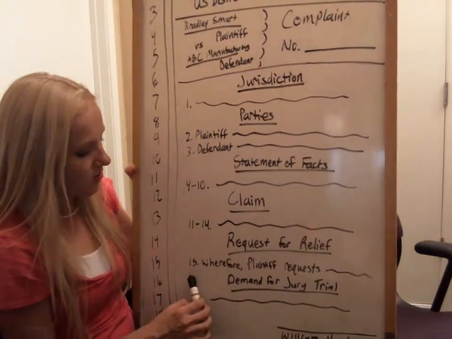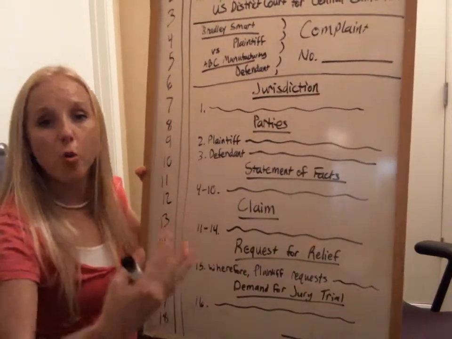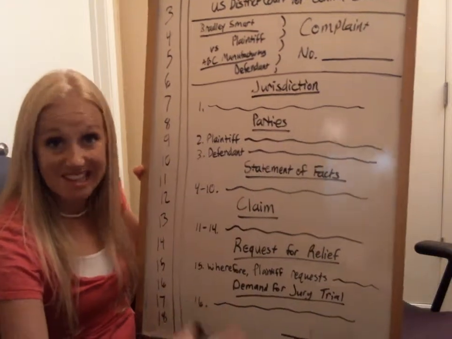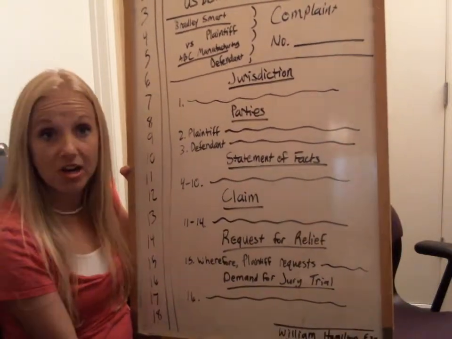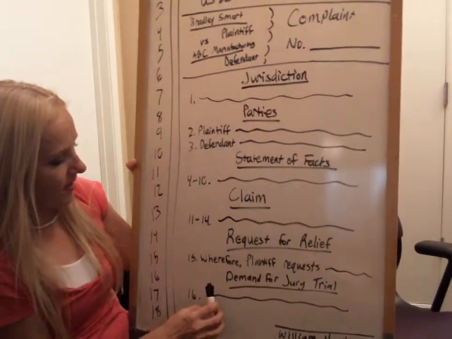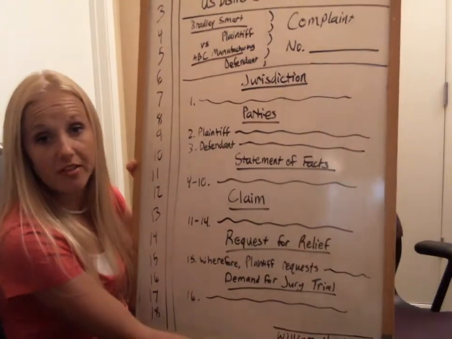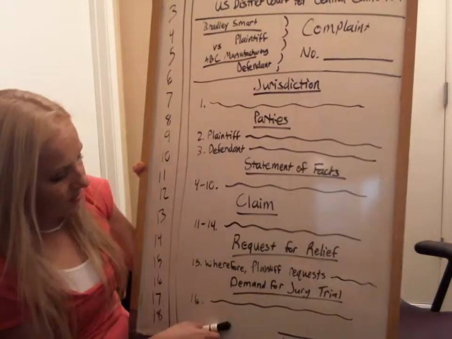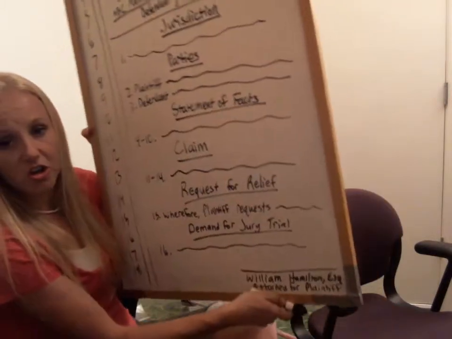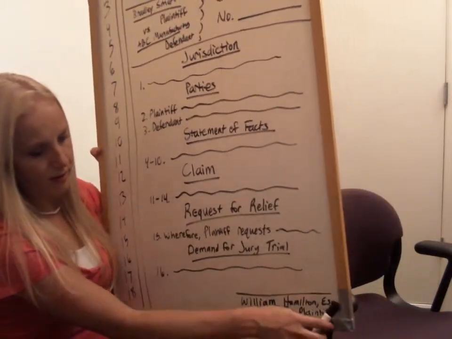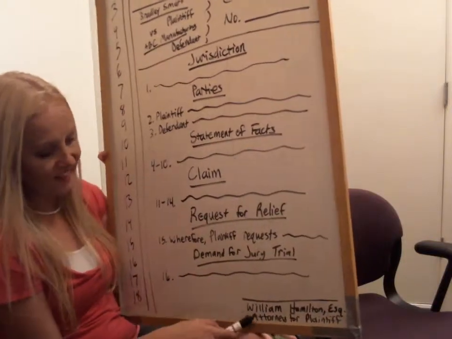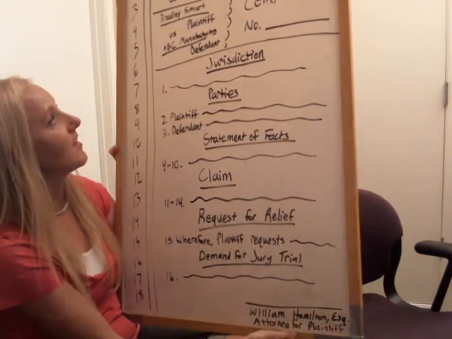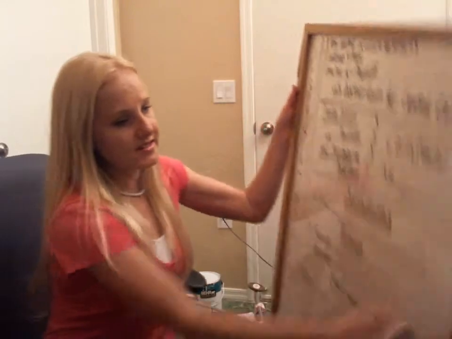And this is where you state the wherefore plaintiff requests and what you're requesting in this lawsuit, your monetary damages. And then a demand for a jury trial, that's optional. Not everybody wants a jury trial. And then at the very bottom, the signature of the attorney, and Esquire is for attorney, and again, label it as attorney for the plaintiff. So let's get started by looking at the jurisdiction.